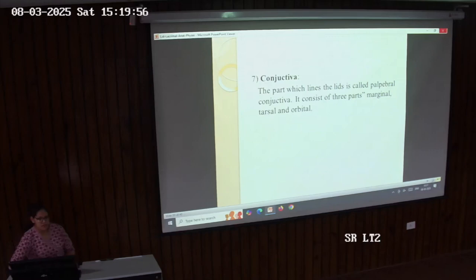And the last innermost layer is the conjunctiva, which lines the lid, and is known as palpebral conjunctiva. It has three parts: marginal, tarsal, and orbital conjunctiva.